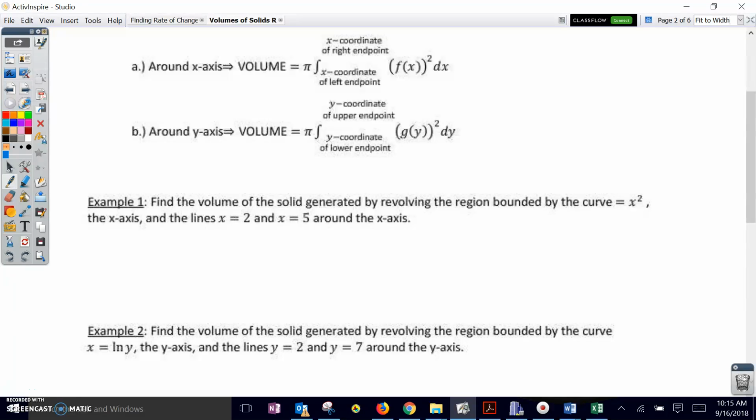Alright, in this lesson we're going to review finding various volumes of rotational solids. We're going to start with some simple ones, some disk method style solids.